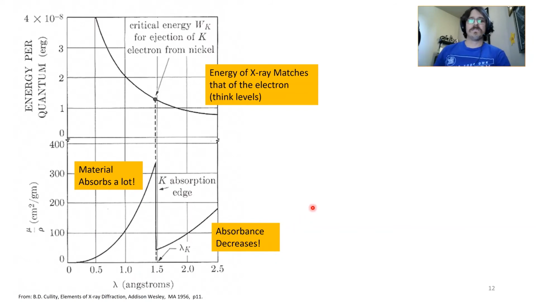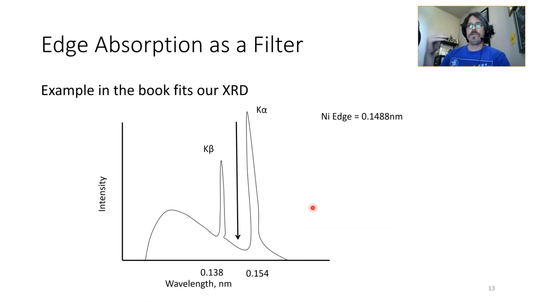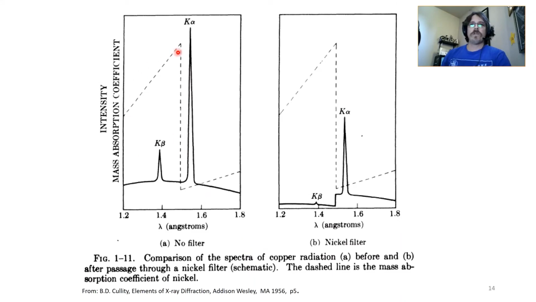Well, why do we even care about this? Why am I trying to wrap my mind around this? Well, you can use it as a filter. For whatever reason, I put it in terms of nanometers, but 1.48 is the nickel edge. 1.54 is K-alpha, and 1.38, and I'm talking angstroms, but I'm showing nanometers, I'm sorry. So 0.138 nanometers, 0.154 nanometers, and the nickel edge is right in between. If I overlay what we see for the absorption edge, nickel had a really good propensity to absorb radiation right here at the K-beta area. But it was substantially decreased because of where the absorption edge lies, so K-alpha can pass through. What we're doing is essentially creating a K-beta filter. We're filtering out the K-beta, and we're only letting the K-alpha pass through.